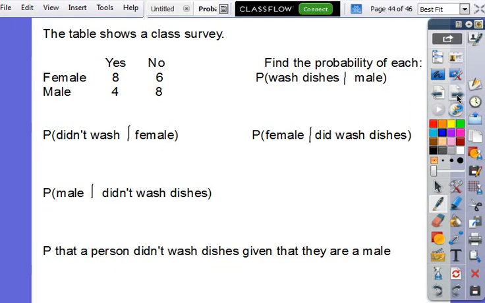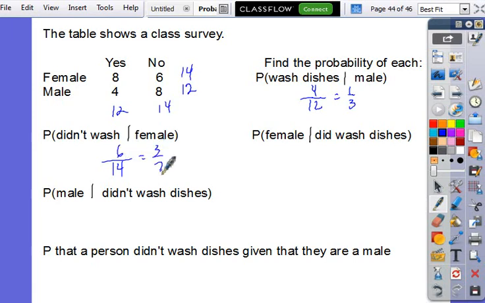Find the probability that wash dishes given that they're a male. So how many males do I have? 12. Of those wash dishes, simplify 1/3. Now if you want to again, you can do that and get the totals. Didn't wash given that they're female. So the 14, excuse me, 14 are females. Of those that did not wash would be 6, 3 over 7.